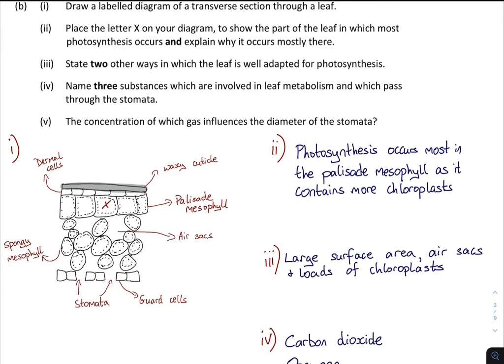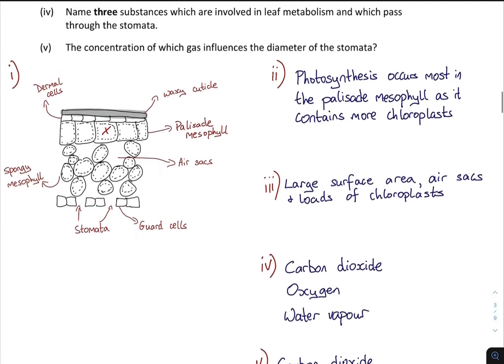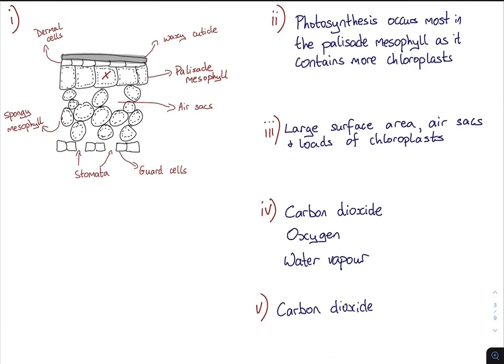Now, part IV. Name three substances which are involved in leaf metabolism which pass through the stomata. Well, if you talk about passing through the stomata, there's only three substances involved, and they're all gases. You've got your carbon dioxide, you've got your water vapor, and you've got your oxygen too. So the only things passing through those stomata are the gases: carbon dioxide, oxygen gas, water vapor.